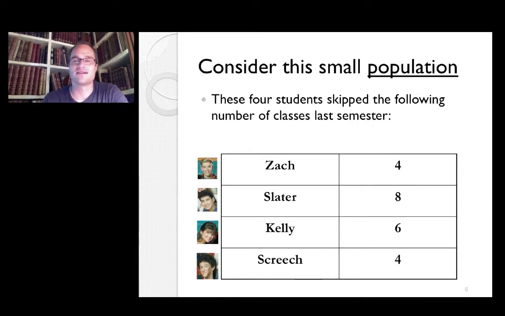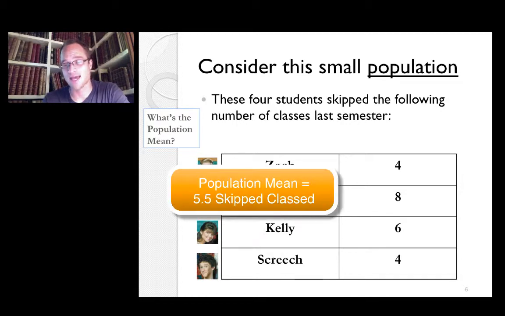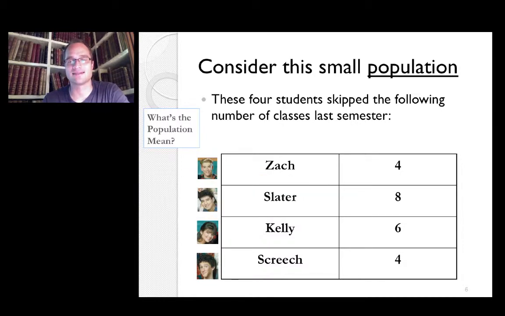Let's consider this 4-person group our population. Of course, this is a silly population size, but manageable. And we can do the arithmetic in our heads. So what's the population mean? Well, if I add up all of these observations, these 4, and I divide by 4, then I'm going to get 5.5 skipped classes. Okay? So 5.5.